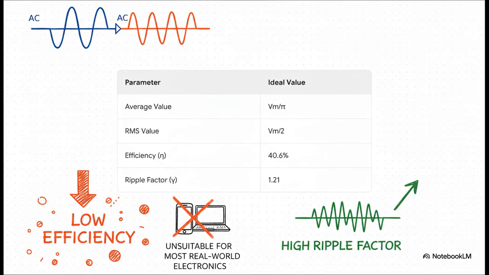So when we look at the final report card, the story is pretty clear, right? The half-wave rectifier does the basic job, but its performance is, well, it's not great. The big takeaways are its rock-bottom efficiency and its sky-high ripple factor. That raw output is just not going to work for most electronics by itself.